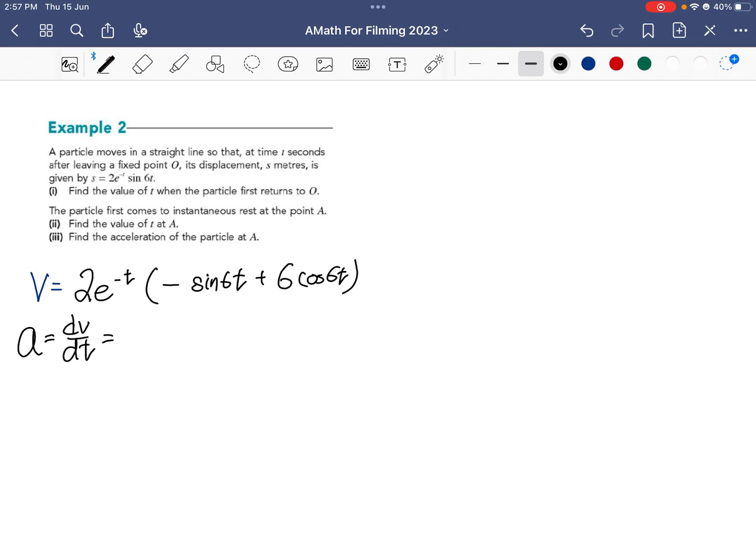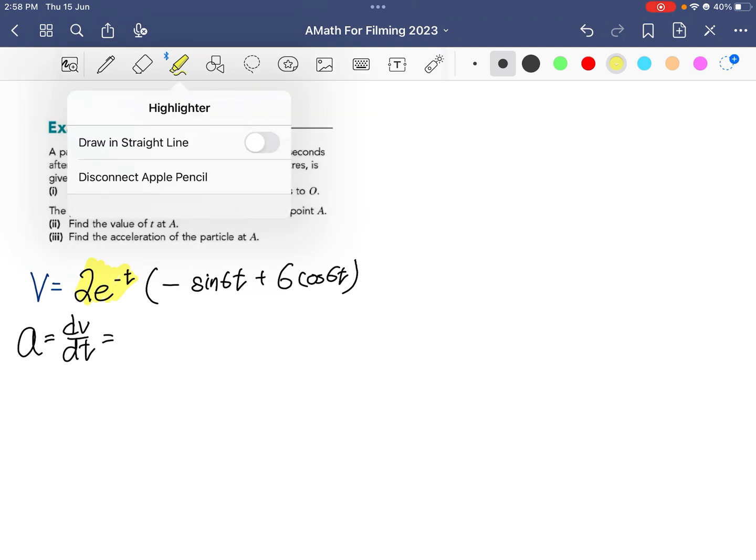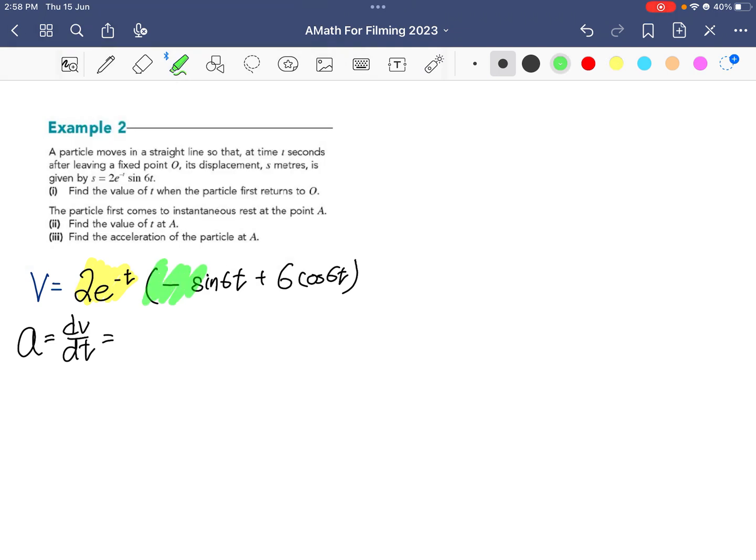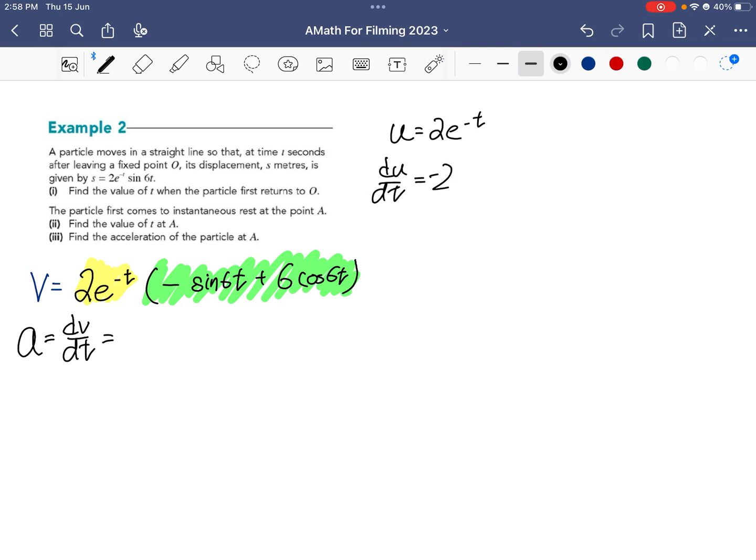This is one huge chunk here. Let's slowly do this. There are two parts here, so you will have to use the product rule. There's one term here, which I will call u, and another term here, which I will call v. If u is 2 to the power of e to the power negative t, du/dt is negative 2 e to the power negative t. v is equal to negative sine of 6t plus 6 cosine of 6t.